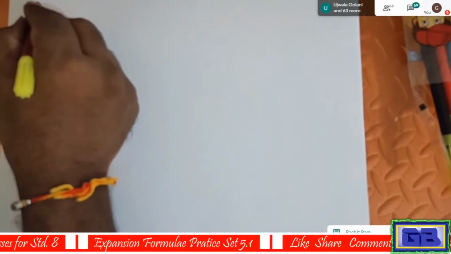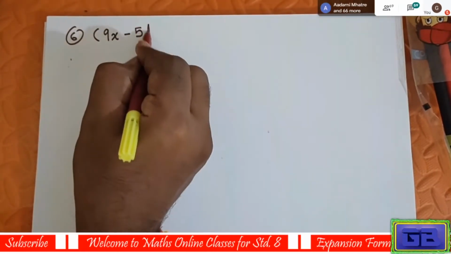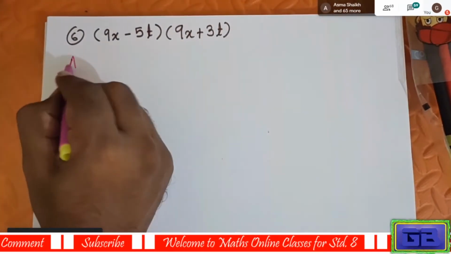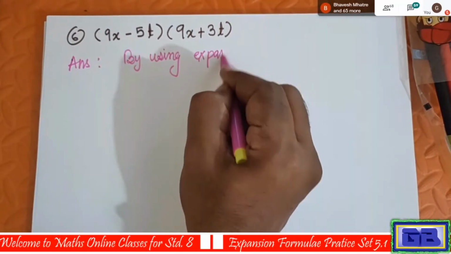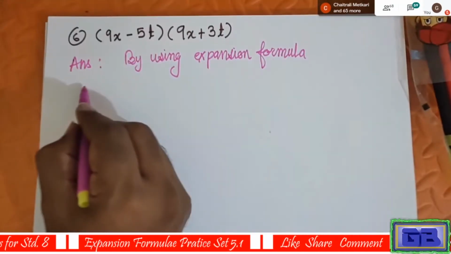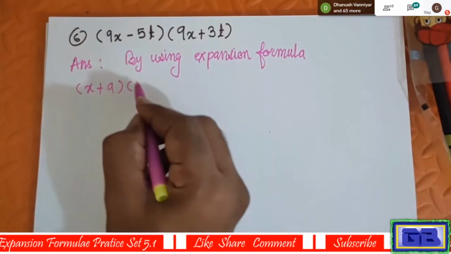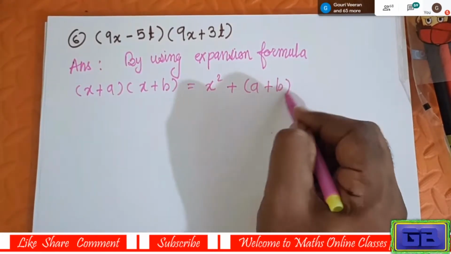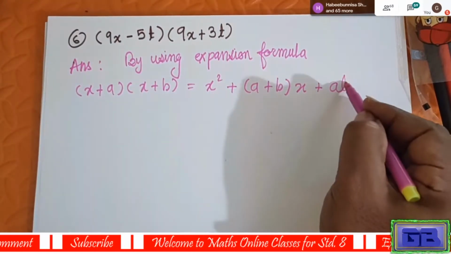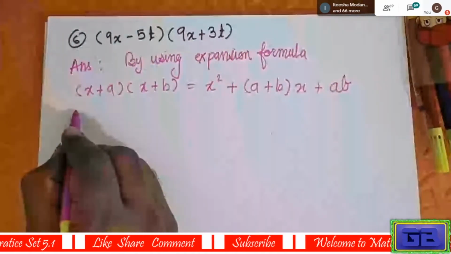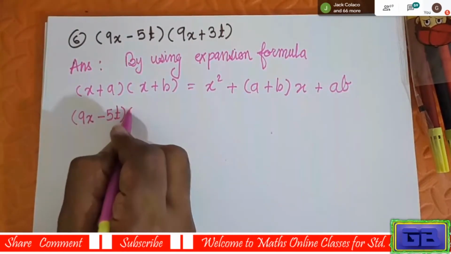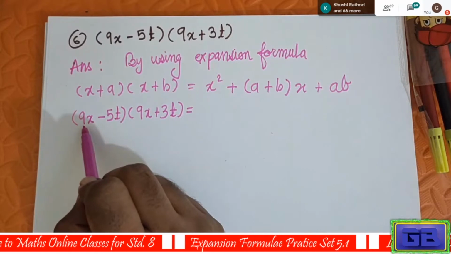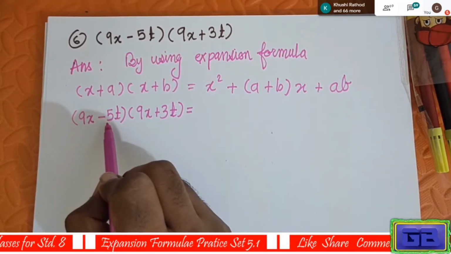Write down the sixth sum: (9x − 5t)(9x + 3t). Write down the statement by using the expansion formula and write the formula: (x + a)(x + b) = x² + (a + b)x + ab. Take this question down below this formula. We have to consider x equals 9x, a equals −5t, b equals 3t.